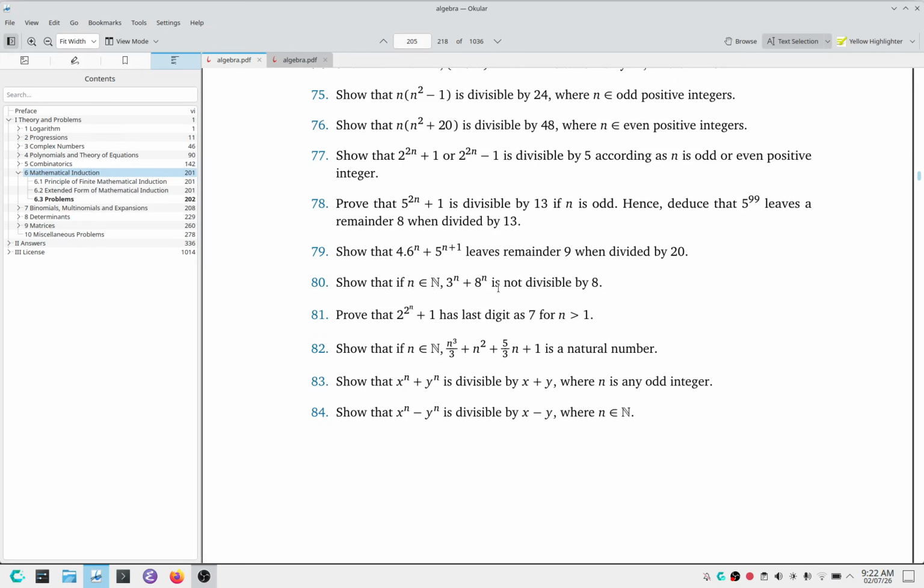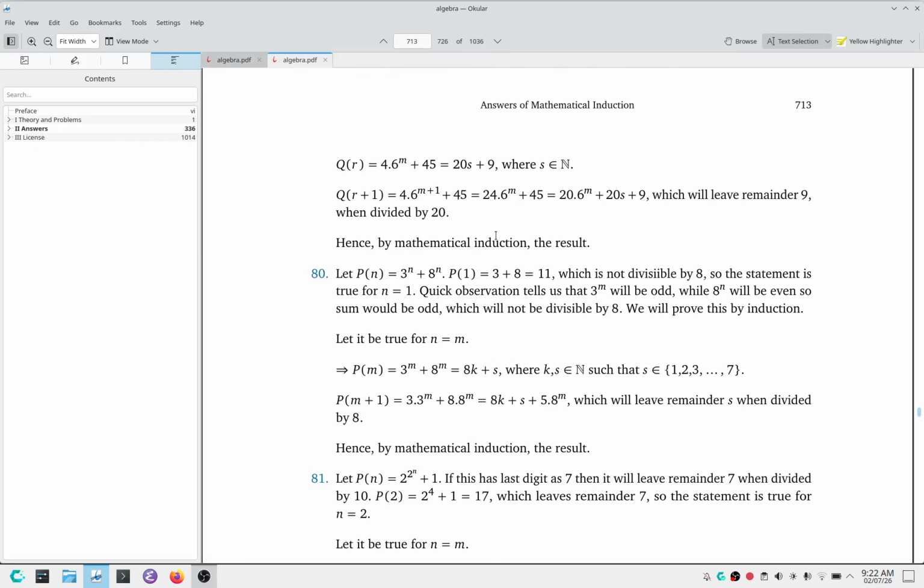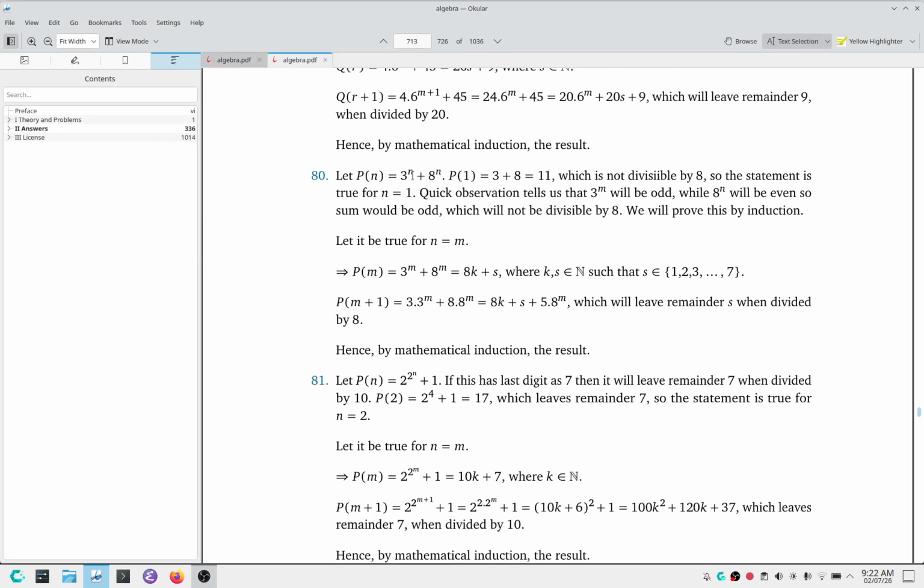power n plus 8 to the power n is not divisible by 8. So let Pn is equal to 3 raised to the power n plus 8 raised to the power n. P of 1 is 3 plus 8 is equal to 11, which is not divisible by 8. Now, the observation we can say that 3 to the power n will be odd and 8 to the power n will be even, so sum would be odd, which will not be divisible by 8.